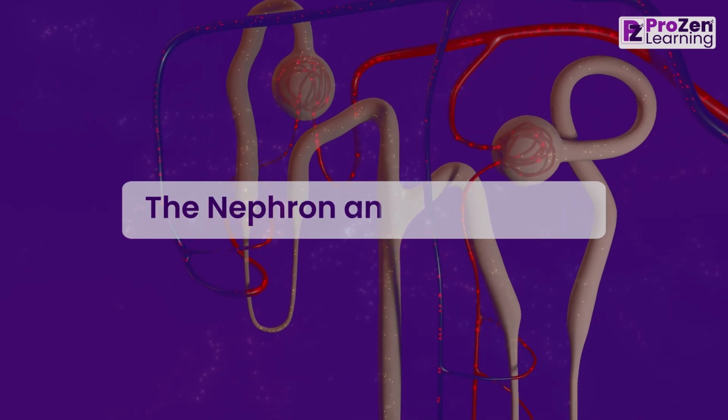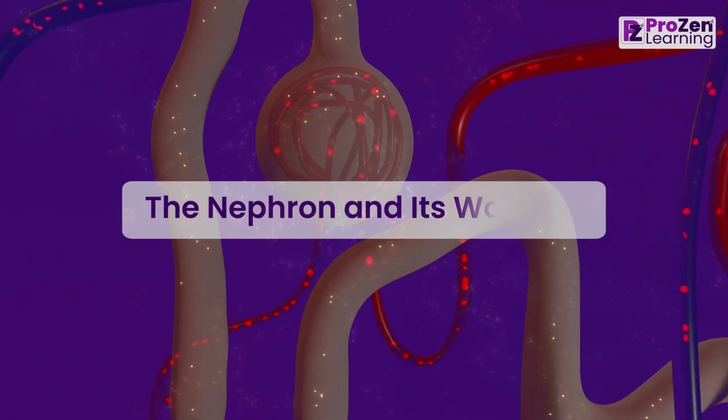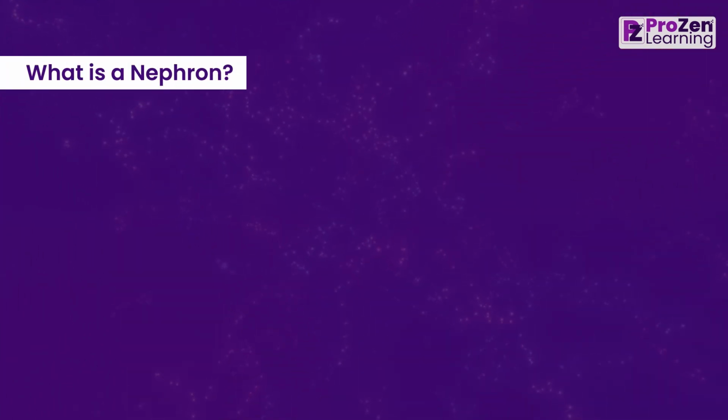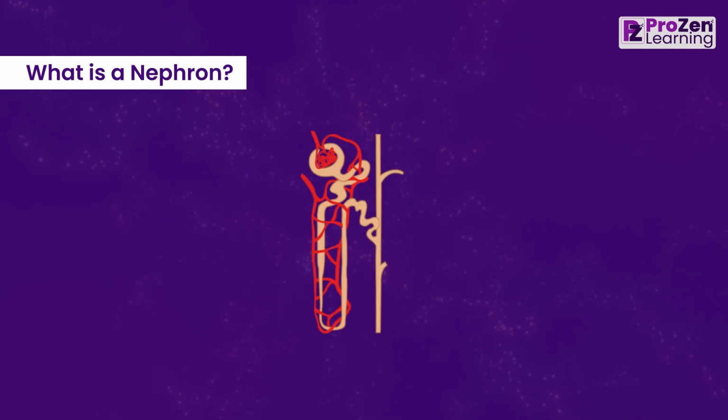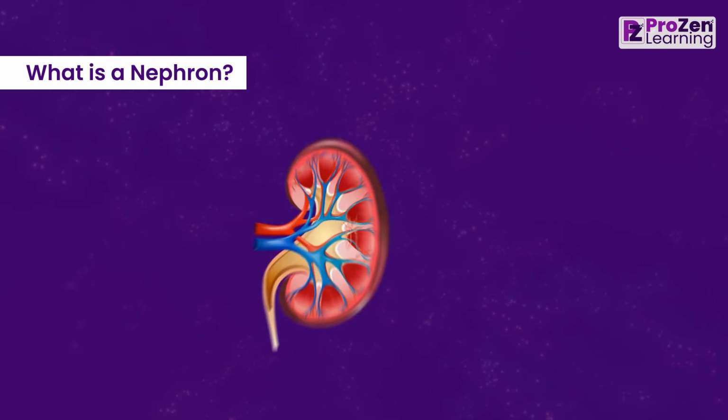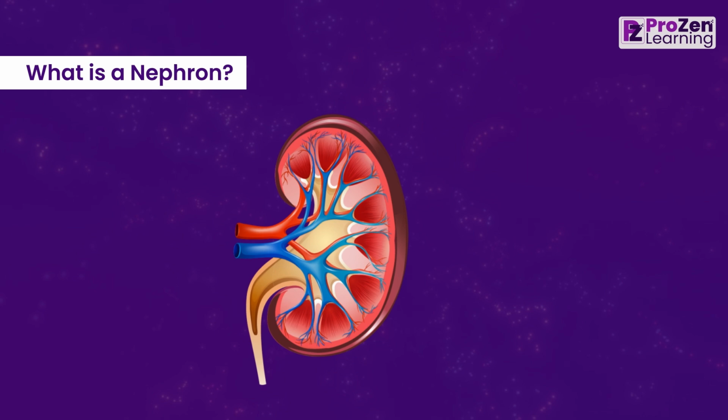The nephron and its working. What is a nephron? A nephron is the basic structural and functional unit of the kidney. Each kidney has about 1 million nephrons. The nephron is responsible for filtering blood and forming urine.